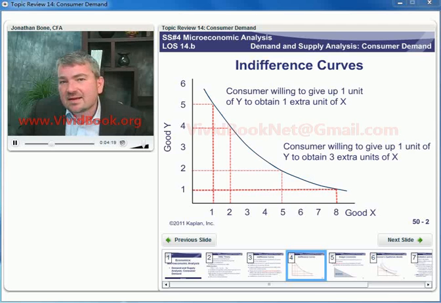Notice at the second point, the consumer would be willing to give up 1 unit of Y to obtain a further 3 units of X. Or if you like, they would be willing to sacrifice 3 units of X to obtain 1 unit of Y.